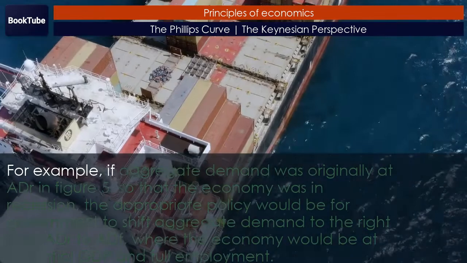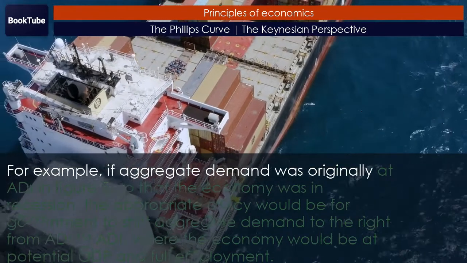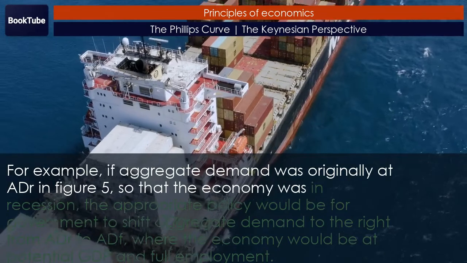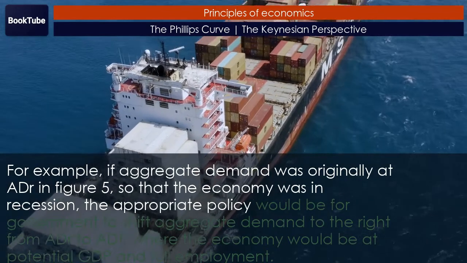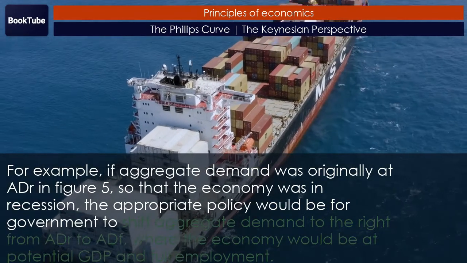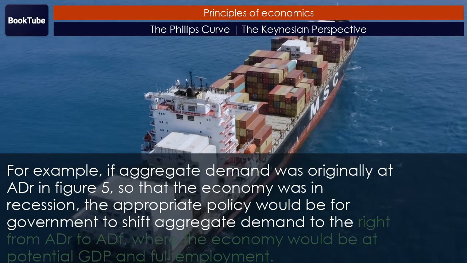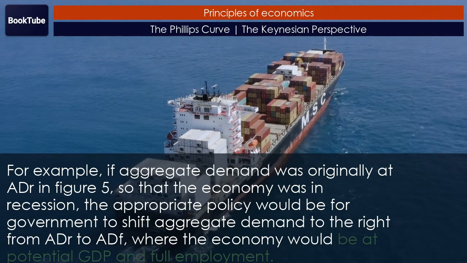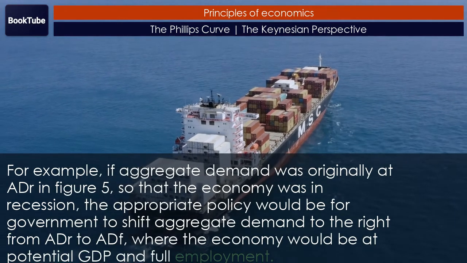For example, if aggregate demand was originally at ADR in Figure 5, so that the economy was in recession, the appropriate policy would be for government to shift aggregate demand to the right from ADR to ADF, where the economy would be at potential GDP and full employment.